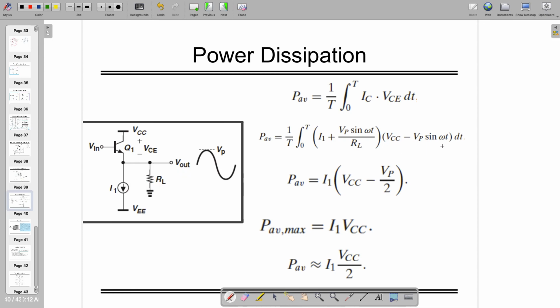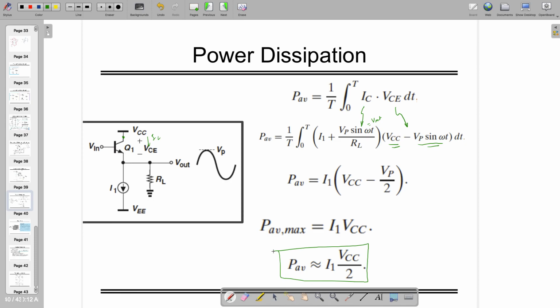If you want the exact equation, IC, which is flowing from here, is nothing but I1 plus Vp sin omega t divided by RL. This is at the output side, and this is, by the way, V out. V out is Vp sin omega t divided by RL, and VCE is equal to VC, which is VCC, minus VE, which we already know is V out. So when you integrate Vp sin omega t dt and all these things, you can find out that the average power is actually I1 times VCC divided by 2.